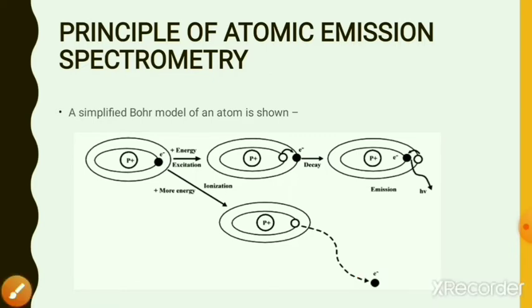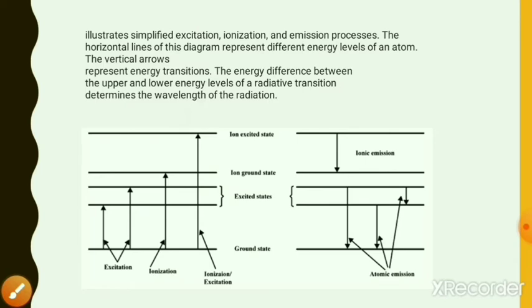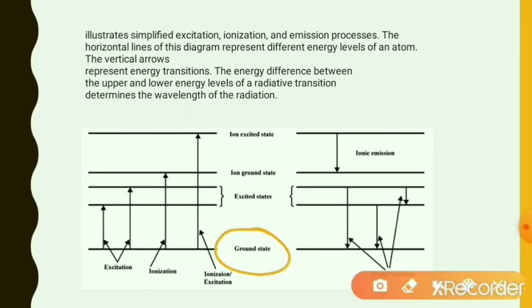So here is a simplified view of excitation, ionization and emission processes. The horizontal line, this one, is the ground state. The horizontal lines in this diagram represent the different energy levels of the atom. The vertical arrows represent energy transitions. The energy difference between the upper and lower energy levels of the radiation transition determines the wavelength of the radiation. So here is the ground state, here is the excited state. When it gets more energy, it gets ionized.